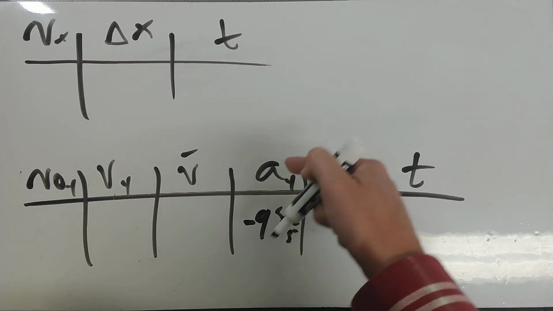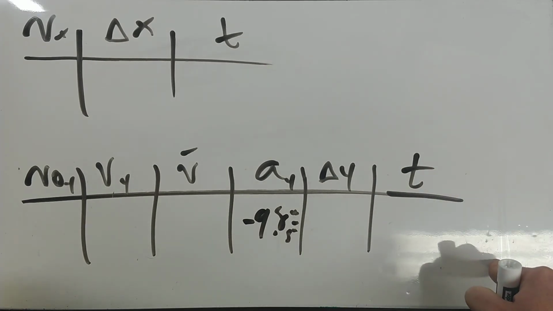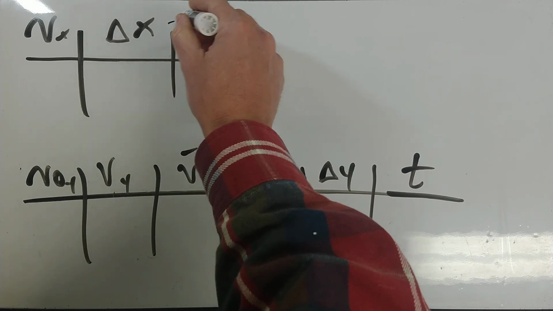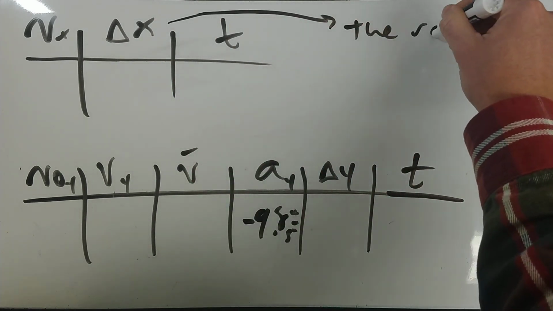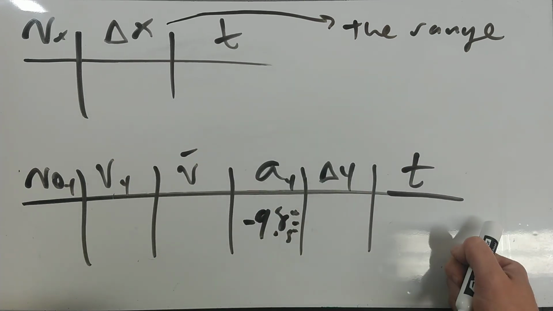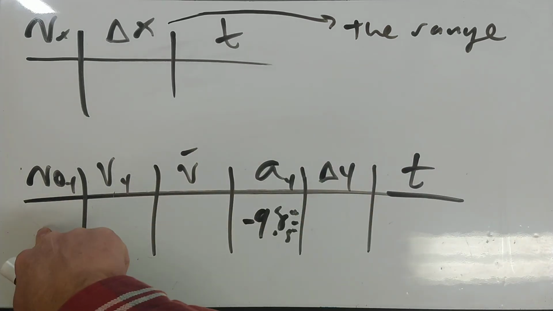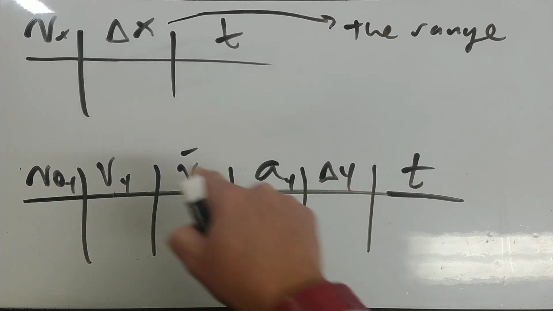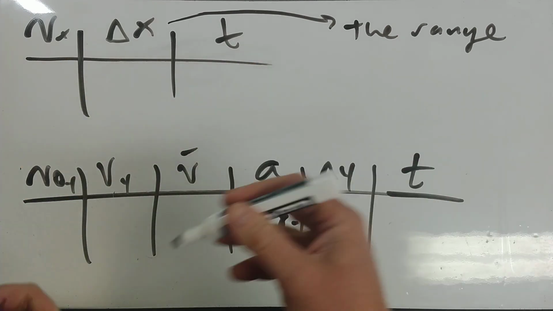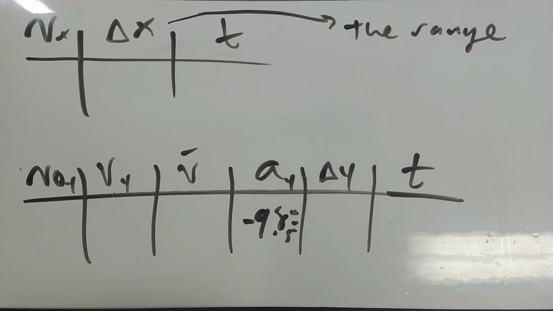So ay is automatically negative 9.8 meters per second squared. Often delta y is 0, because it starts and lands at the same spot vertically. Delta x is also what we call the range. The range of an object is its x displacement as it moves forward. V naught y, sometimes that's 0. If it's launched horizontally, it has no initial y velocity. You may remember that from last year.